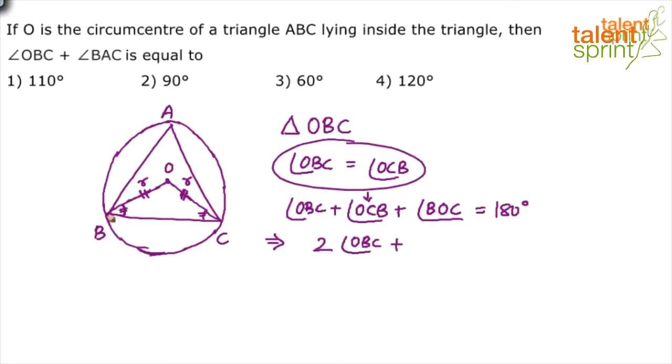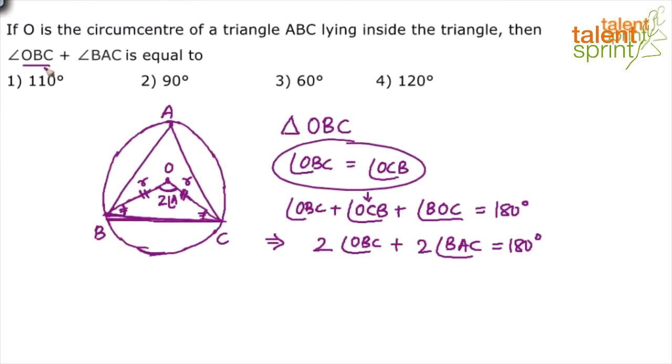The angle made by this chord at the center will be twice the angle made in the alternate segment. Yes or no? BC is like a chord. So the angle made by BC at the center will be twice the angle made in the alternate segment, right? So it will be 2 times angle A. So I can say that angle BOC is equal to 2 times angle BAC, which is again totally equal to 180.